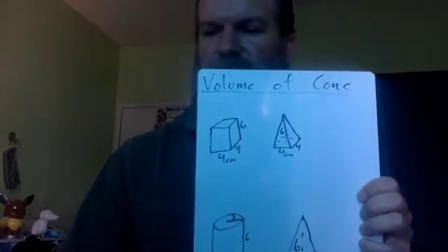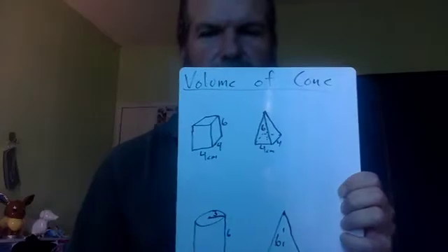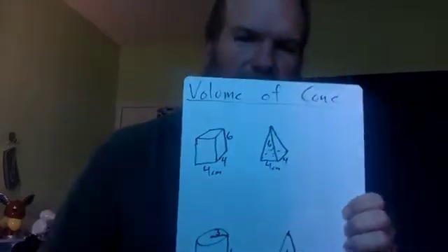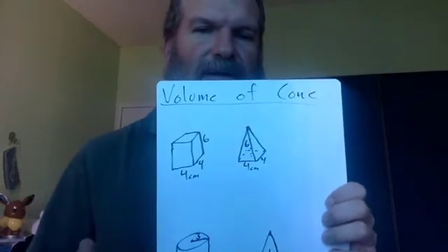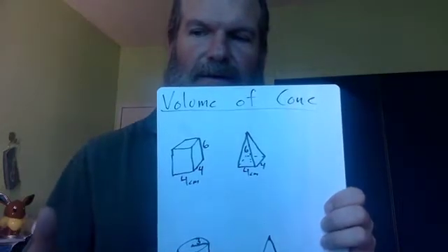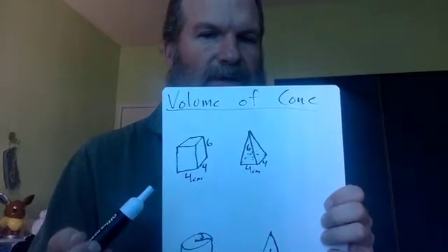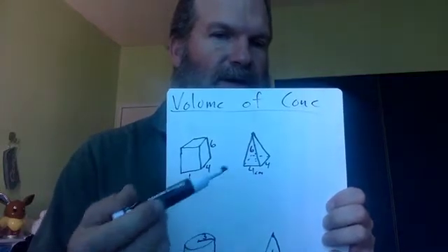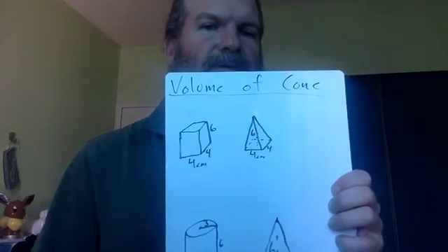All right, day 4, volume of a cone. You may notice that these first two shapes are not cones, and you would be correct. The reason they're on there is because I want to show you the analogy: a pyramid is to a rectangular prism as a cone is to a cylinder. So what do I mean?